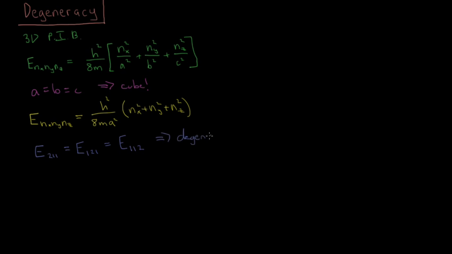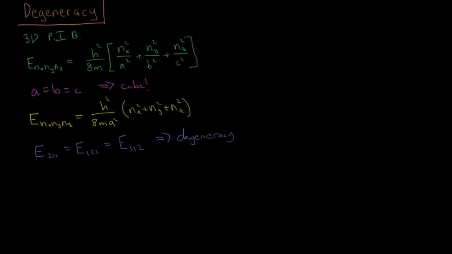These are each different quantum states. They each have different wave functions. Here the wave function undergoes 2 cycles in the x direction. Here it undergoes 2 cycles in the y. Here it undergoes 2 cycles in the z. But each of these has the same energy.